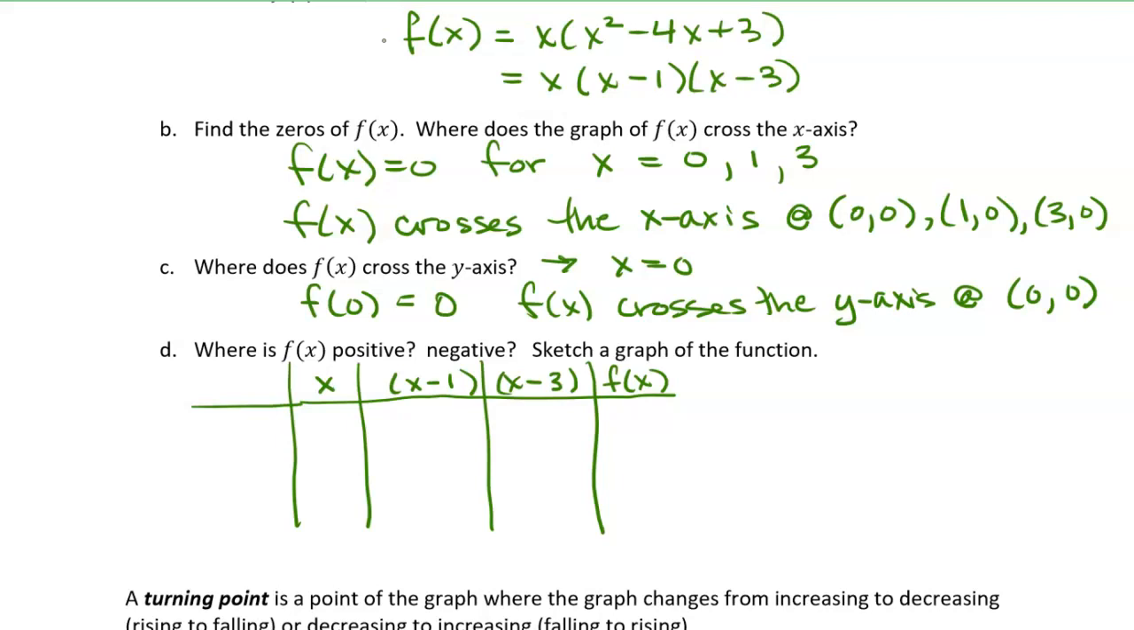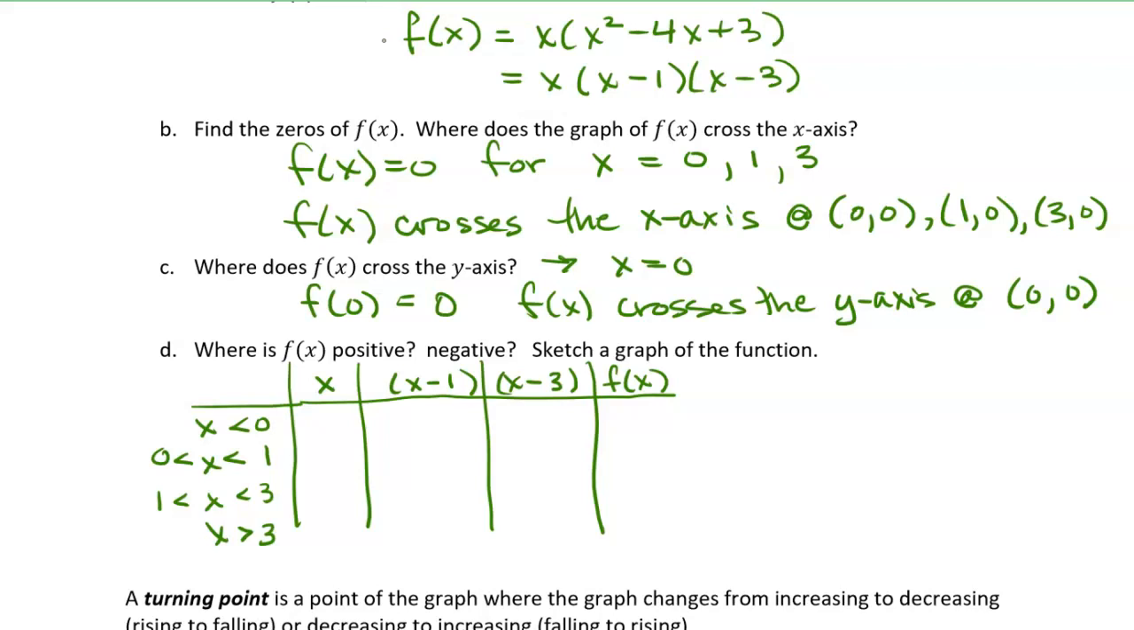So I'm just going to break the domain into 4 intervals. I'm going to look at x less than 0. I'm going to look at x between 0 and 1. I'm going to look at x between 1 and 3, and then finally x greater than 3. So I've just broken the domain into 4 different intervals, and I'm going to look at the sign of each one of the factors in that interval.